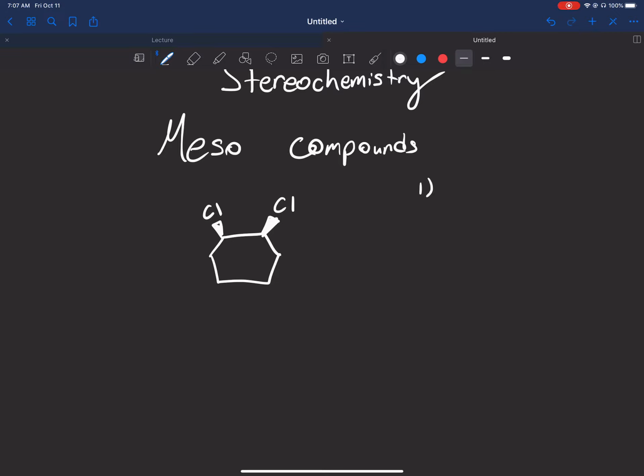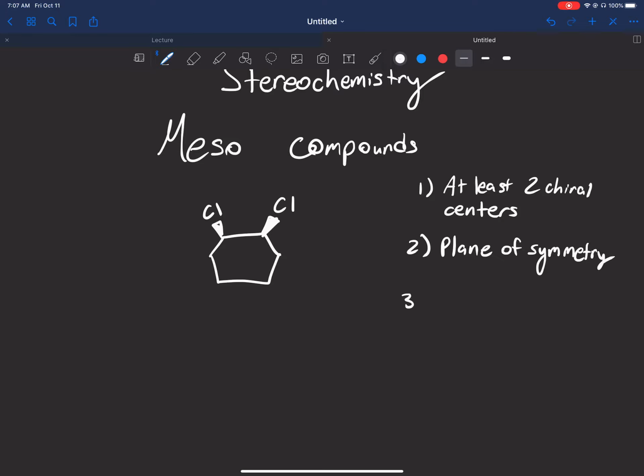So one of the requirements was at least two chiral centers. Okay? The second requirement was a plane of symmetry. And number three, the R and S stereocenters are opposite. So first let's determine if it has two chiral centers.